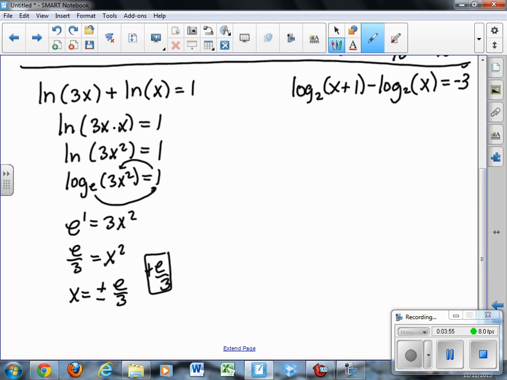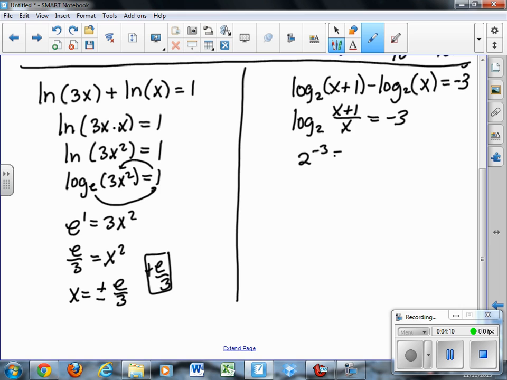Okay, let's take a look at this one. Now I'm subtracting the logs. That means I divide their arguments. So log base 2 of (x plus 1) over x equals negative 3. Then I rewrite it in exponential form. 2 to the negative 3 is equal to (x plus 1) over x. 2 to the negative 3 is 1 over 2 cubed, which is 1 over 8.